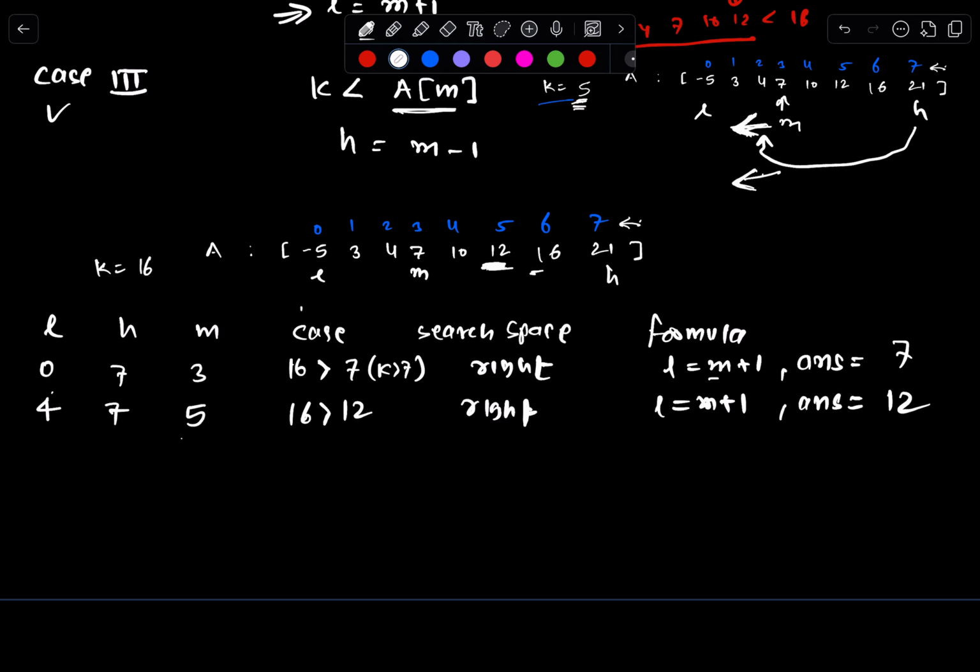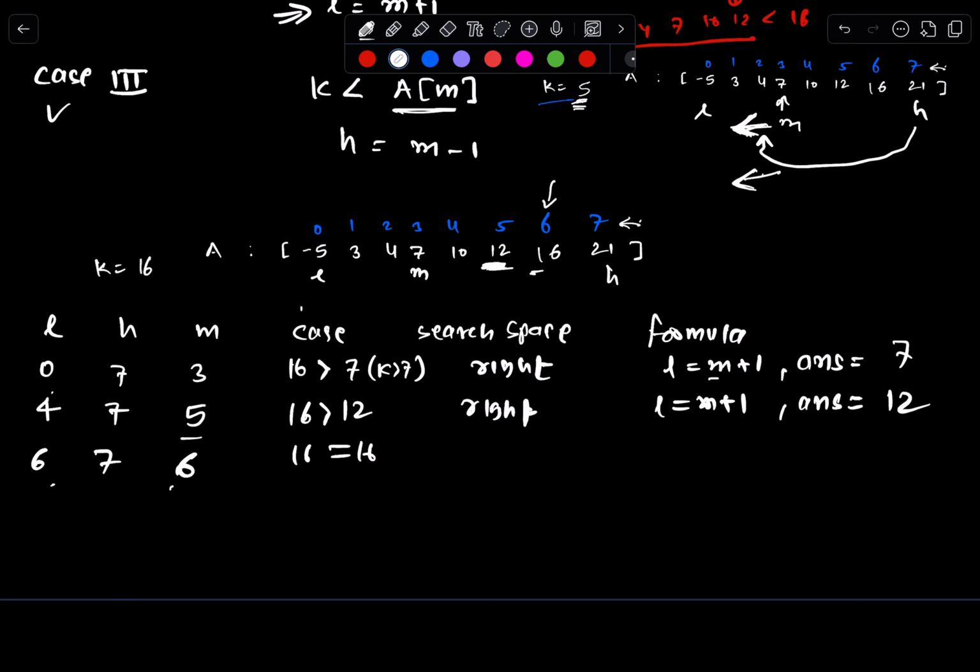Okay. Now my L is updated. This time it is 6. This time H is 7. 6 plus 7 is 13. 13 divided by 2 is 6. So again, this is K, and array of 6. Array of 6 is here, 16, which is equal.